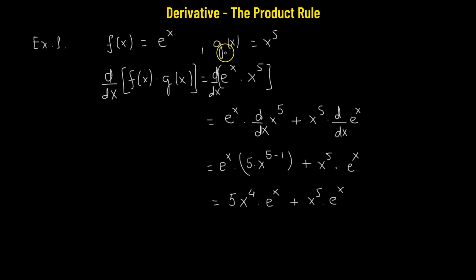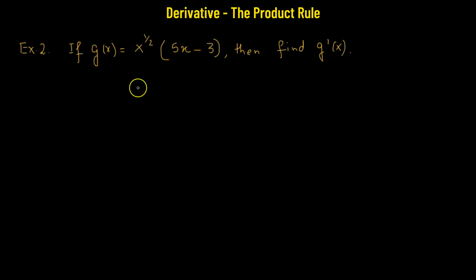Let's perform another example. So here we have g of x given by x raised to the power of half multiplied to 5x minus 3. So using this, we need to obtain the derivative of g of x with respect to x. So let us begin. So we have to find out d/dx of g of x. That is, we have to find out the derivative with respect to x of the product of the two functions x raised to the power of half times 5x minus 3.